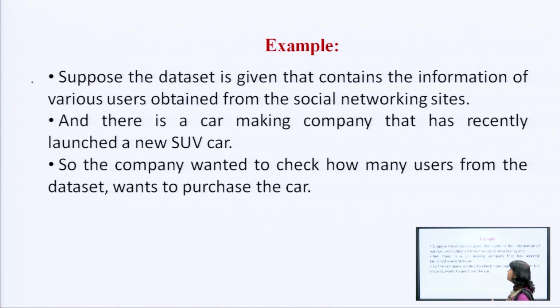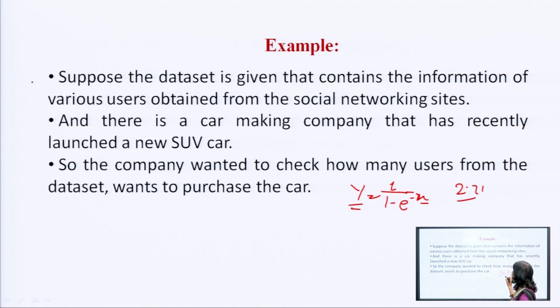Logistic regression works on this formula: 1 upon 1 plus e to the power minus x. This is the sigmoid function, and the sigmoid function has a big impact on logistic regression. X is the independent variable and this is the dependent variable. And e is the Euler constant, 2.718, this is the value of the Euler constant.